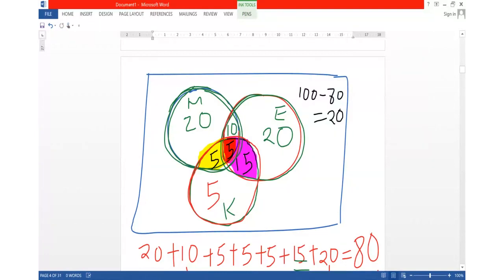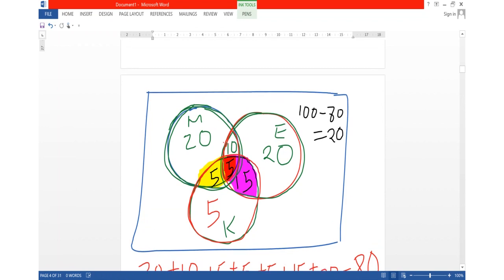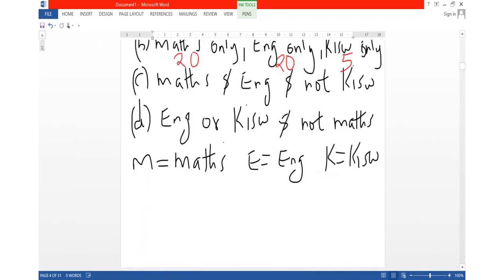The whole of that one. So maths and English, the word "and" signifies intersection. So that is 10 plus 5, coming to 15. But we are being told in the intersection, we remove the number of students who are taking Kiswahili. If you come to this circle of Kiswahili, there are 5. So the ones remaining will only be 10. So 10 are doing math and English, and they are not doing Kiswahili. That is part C. They are only 10.